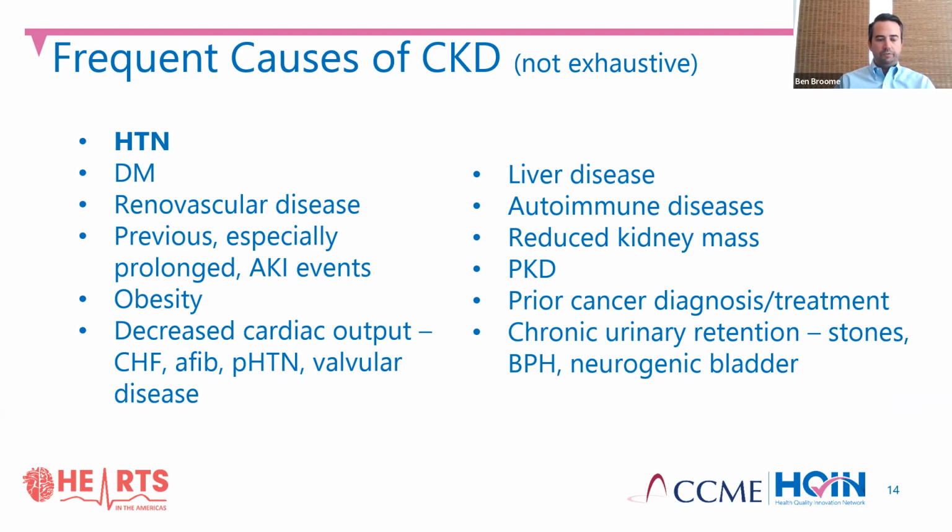Cardiac issues, especially ones that produce decreased cardiac output, CHF, atrial fibrillation, other tachyarrhythmias, pulmonary hypertension, valvular disease, liver disease, autoimmune diseases. Again, we mentioned decreased kidney mass, but they have a history of renal cell carcinoma, and they've had a partial or total nephrectomy. Well, that's going to affect their numbers. Polycystic kidney disease, any cancer diagnosis, and then if so, what were they treated with?